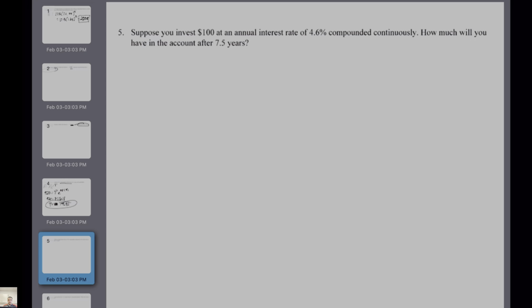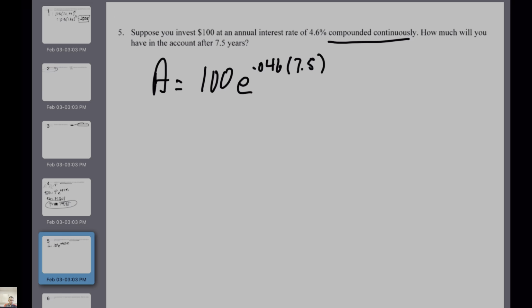Next one, suppose you have $100 at an annual interest rate of 4.6% compounded continuously. So now we're still going to use the PERT formula, but now we have to calculate the end amount. We know the principal is 100, e to the 0.046 times 7.5. So I'm just going to punch in the calculator like that. So 100 e to the 0.046 times 7.5, close parentheses. You get $141.20.